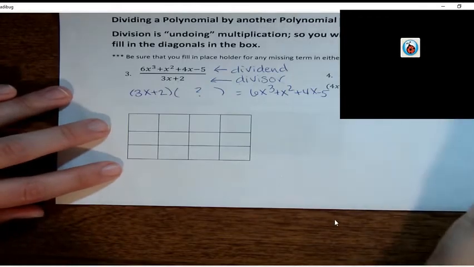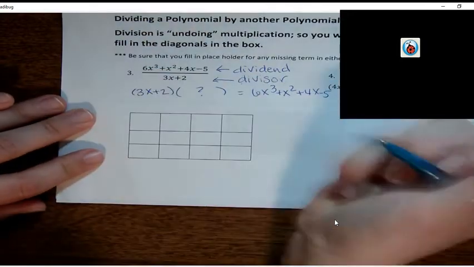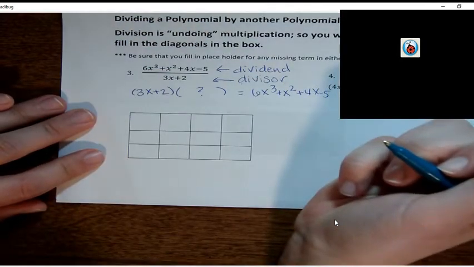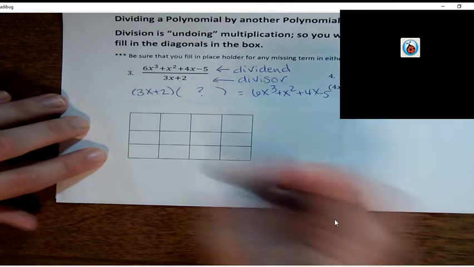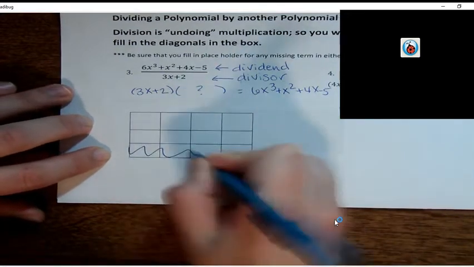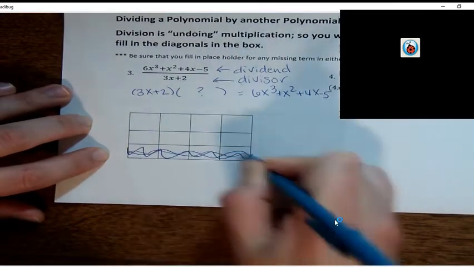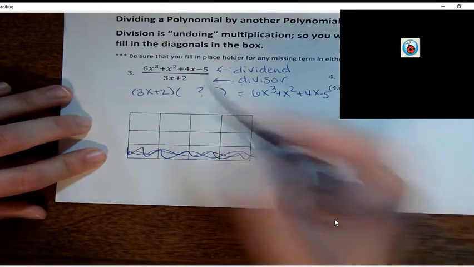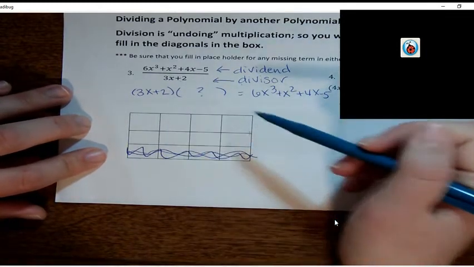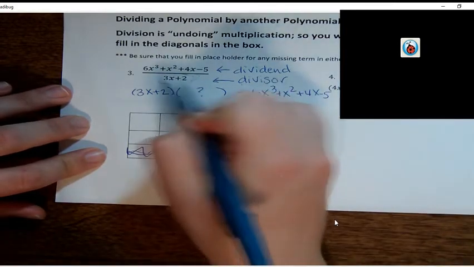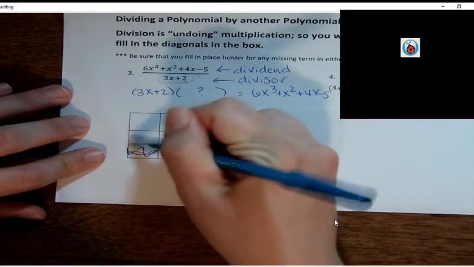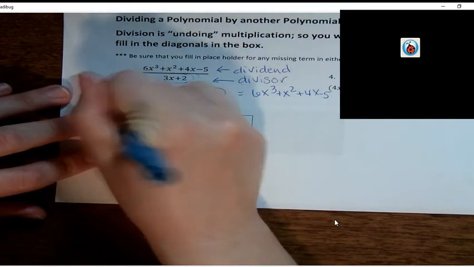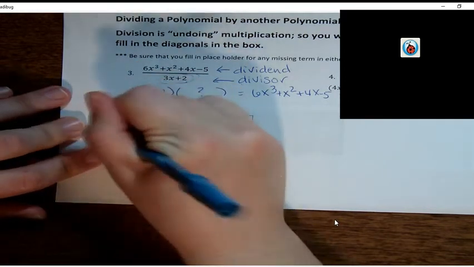So what we're going to do is we're going to fill in, you know what, guys, we don't need this bottom row here. Sorry about that. I meant to remove it. We're just using the top two. So I'm going to take my 3x squared, and I want it to go on the side that has 2 terms. So I'm going to have 3x squared and 2.